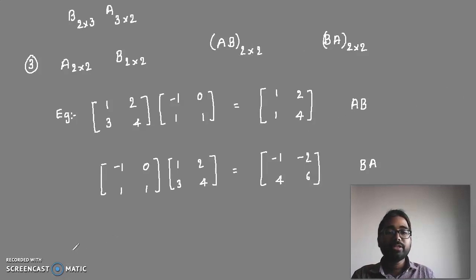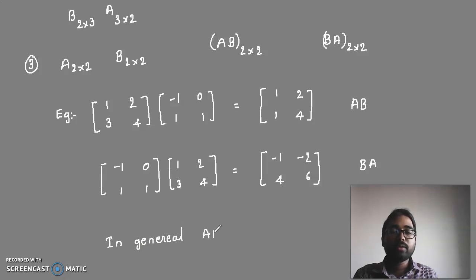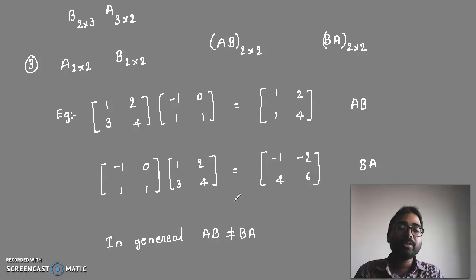So that's why I said in general AB is not equal to BA. But there are some situations where AB will be equal to BA. In that case we say A and B commute with each other.